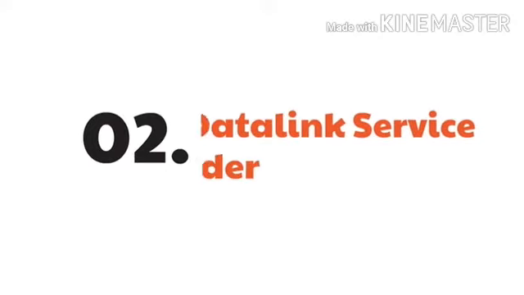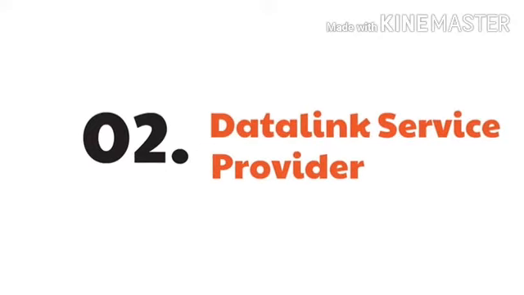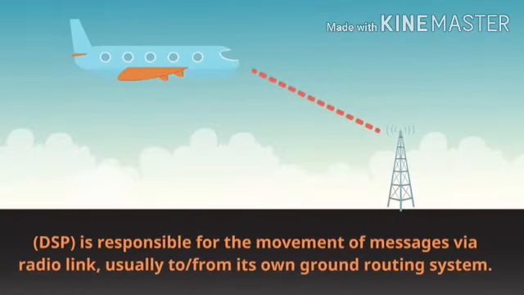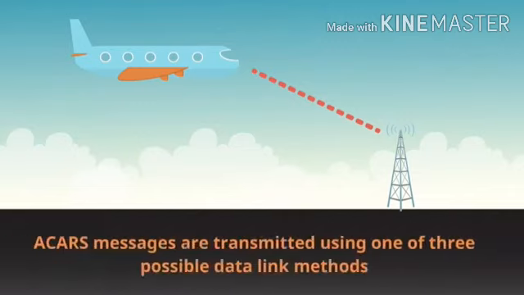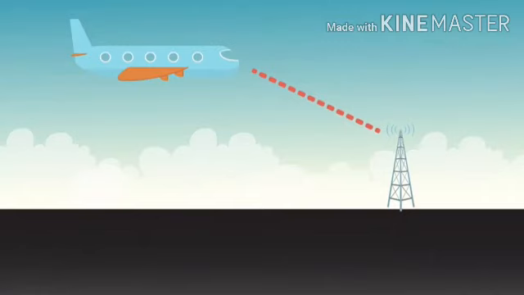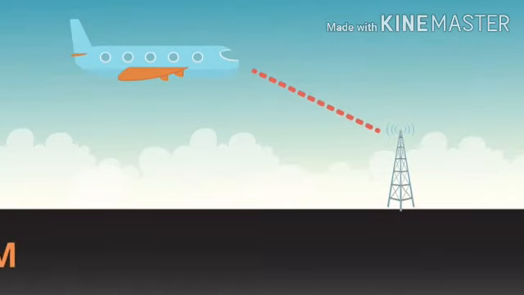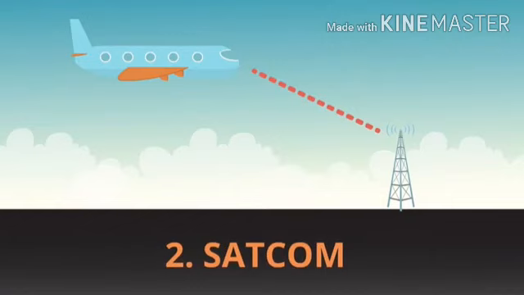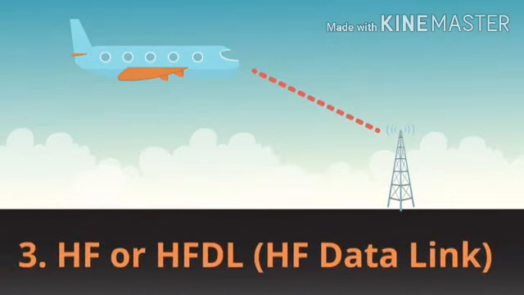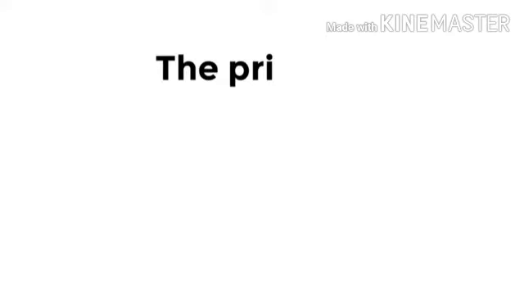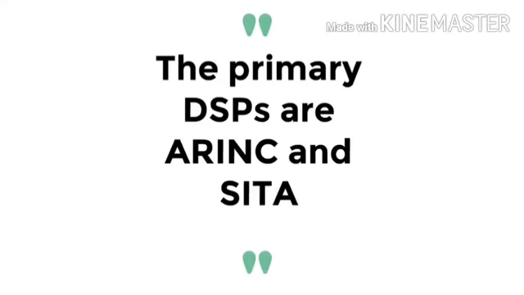The second component is the service provider. A data link service provider, DSP, is responsible for the movement of messages via the radio link, usually to or from its own ground routing system. ACARS messages are transmitted using one of three possible data link methods: VHF or VDL, which is line of sight limited; SATCOM, which is not available in polar regions; and HF or HFDL, which has been added especially for polar region communications. The main primary DSPs are ARINC and SITA.